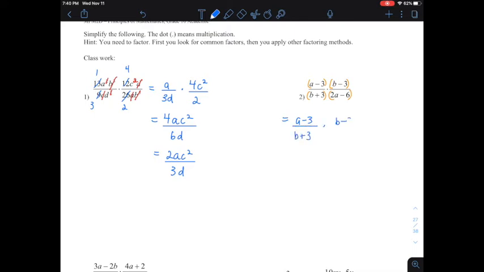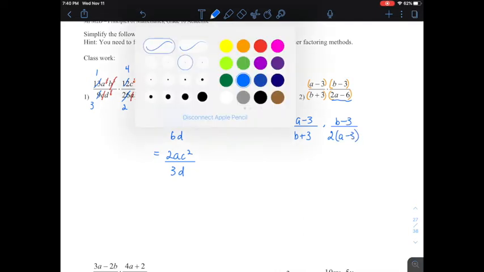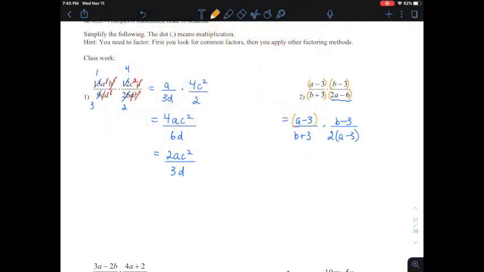Okay, so I can see that in the denominator here, I can actually factor out a 2. And I get a minus 3. So remembering that there are implied brackets here, I can actually cancel the a minus 3 here in the numerator with the a minus 3 in that denominator. So I'm going to rewrite this as b minus 3 over 2b plus 3.